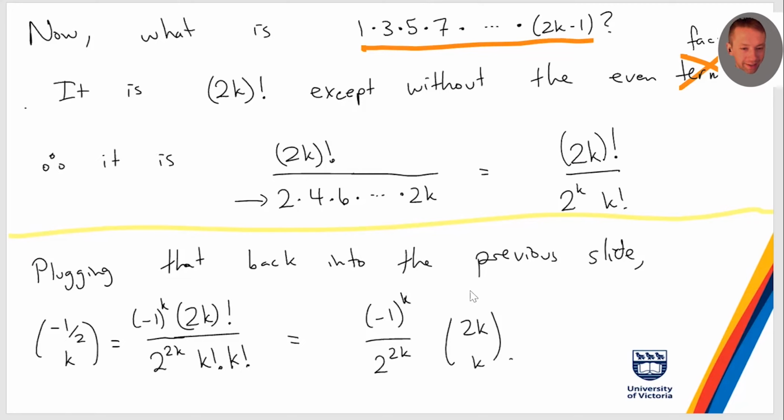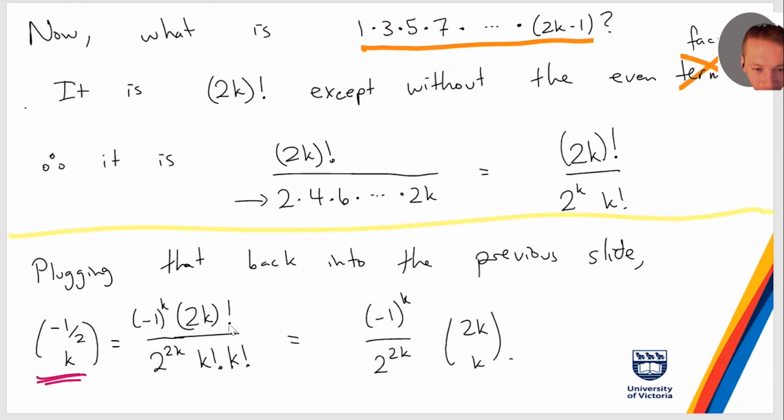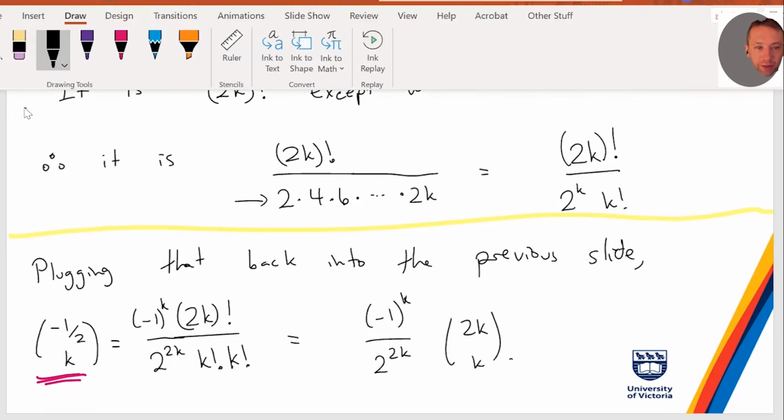Now plug this in, and what you get is that negative a half choose k is negative 1 to the k, 2k factorial over 2 to the 2k, because there was a 2 to the k before, and I've got an extra one here, times k factorial squared. One of them is from here, and one of them was on the previous slide. And long story short, it's equal to negative 1 to the k over 2 to the 2k times 2k choose k. Okay, that's a lot of algebra. I think each individual step is not too hard, but unfortunately there were a lot of steps.